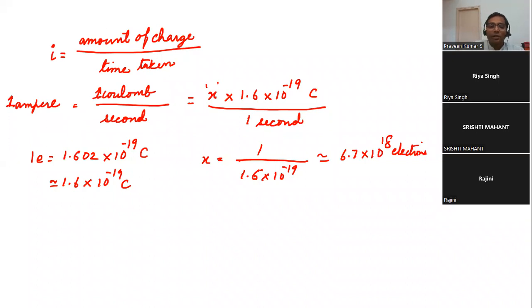So this is a huge number. 6.7 × 10^18, that is 67 followed by 17 zeros. Those many electrons cross that small wire which you use in your mobile charger. So those many electrons have to cross this wire to generate 1 ampere of current in 1 second. If the current was 2 amperes, how many electrons would go in 1 second?